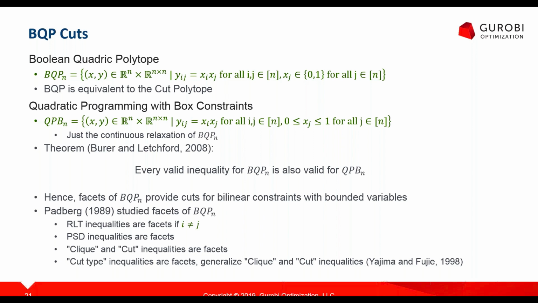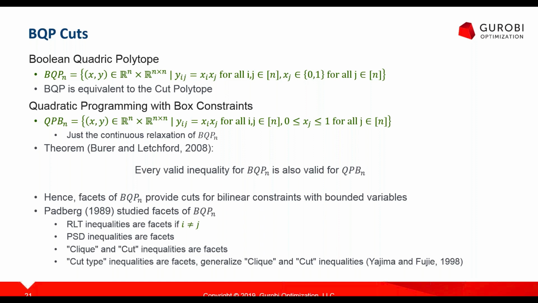And now we are looking at a second class of cutting planes that Gurobi is separating in its new version 9.0, which are the so-called BQP cuts. So these are cuts that come from the Boolean quadratic polytope. Okay, so what is this?